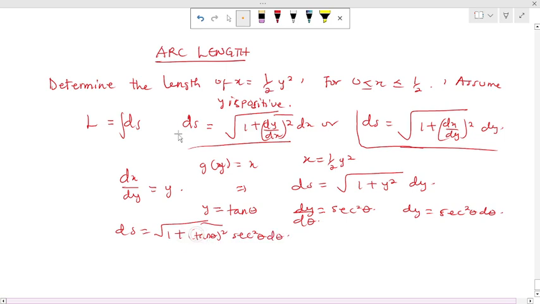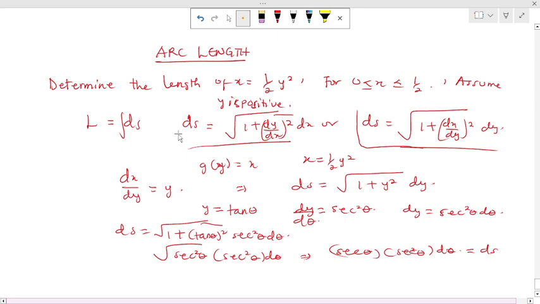So you realize that 1 plus tan squared theta is the same as sec squared theta, right? So you have the square root of sec squared theta multiplying sec squared theta d theta. At this point, I can have the square root of this to be sec theta, right? So I'll have sec theta multiplying sec squared theta d theta to be equal to my dx.